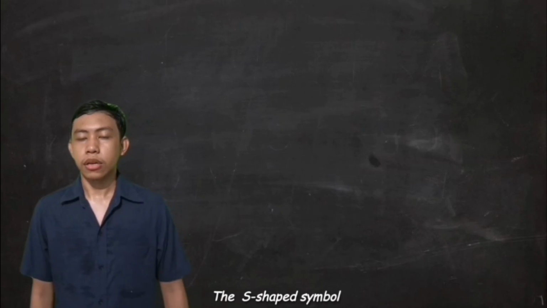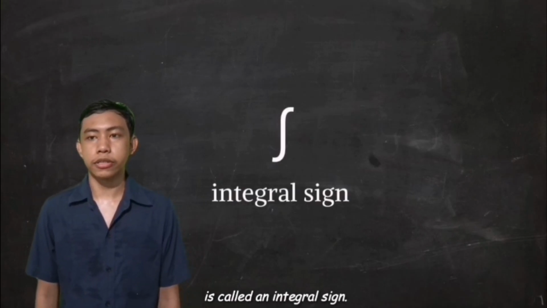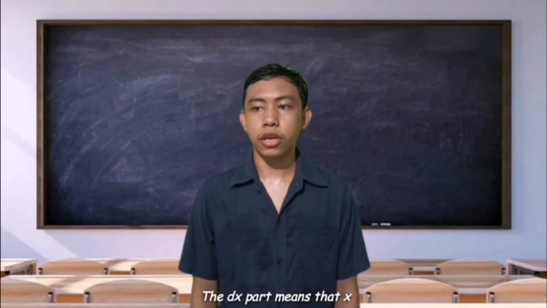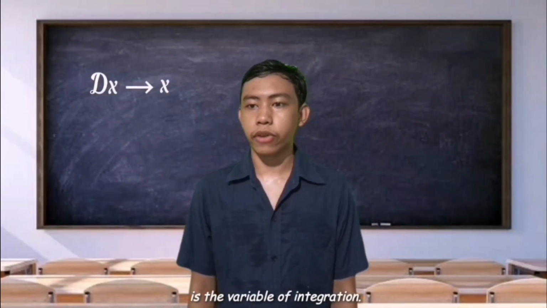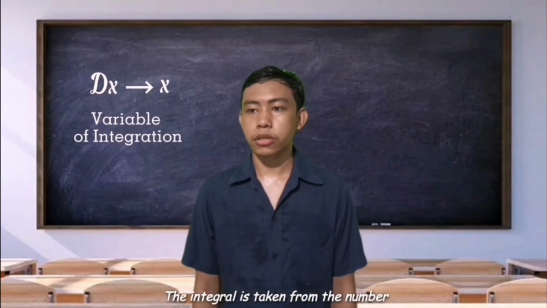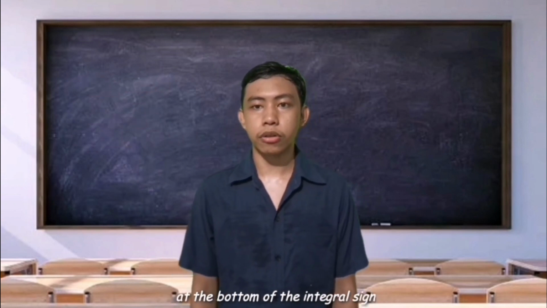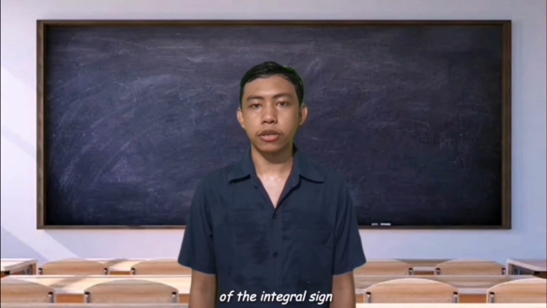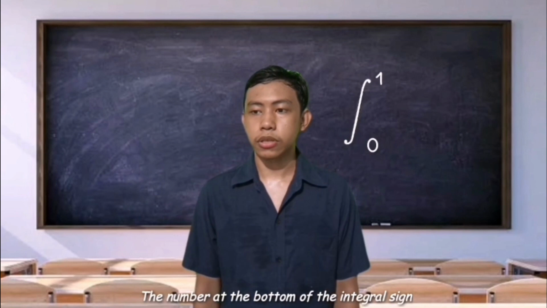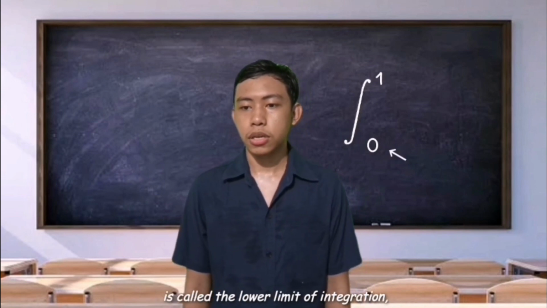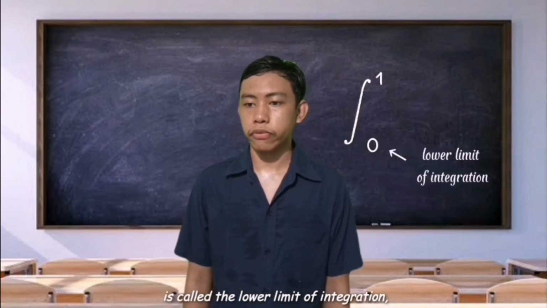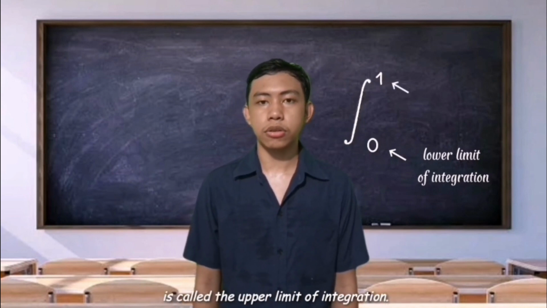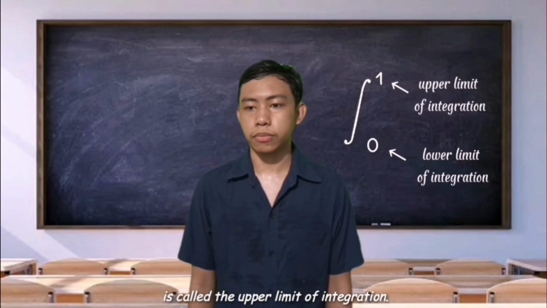Integral notation. The S-shaped symbol is called an integral sign. The function f of x is called the integrand. The dx part means that x is the variable of integration. The integral is taken from the number at the bottom of the integral sign to the number at the top of the integral sign. The number at the bottom is called the lower limit of integration, while the number at the top is called the upper limit of integration.